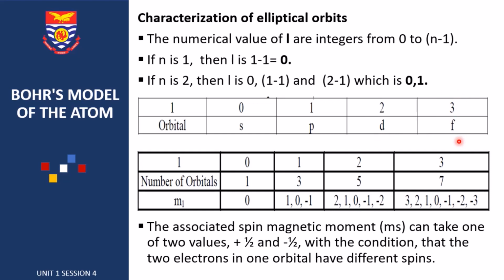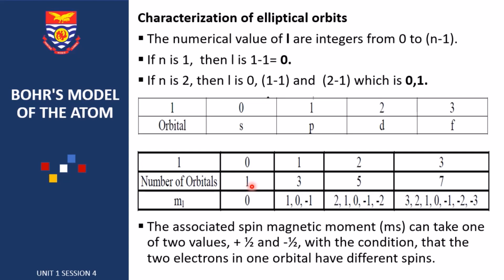Now we have looked at the subshells. Out of these subshells are other orbitals which we call the degenerate orbitals, and they are represented by Ml. So if you have an L value of 0, the number of degenerate orbitals found within that energy level is 1. It's only 1, and it is represented as 0.